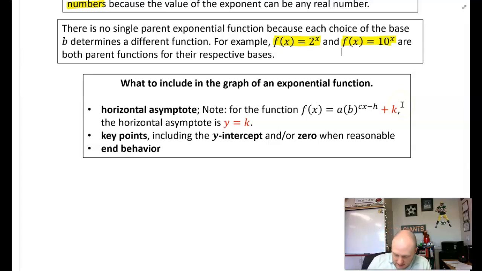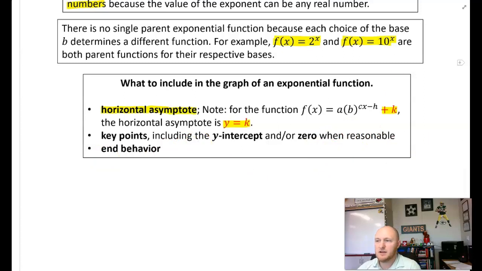Well, we want to go ahead and include the horizontal asymptote. Now the horizontal asymptote is y equals k. Whatever your k value is, you want to include that. And then we're going to include the key points, which I'll show you here in a moment, including the y-intercept and 0, if reasonable for the 0. And then also our end behavior.